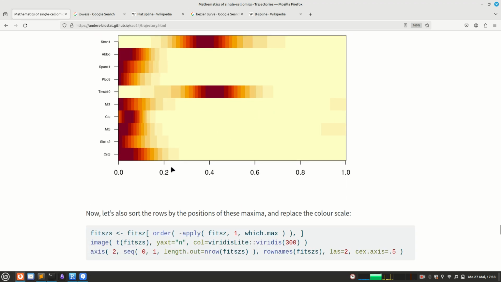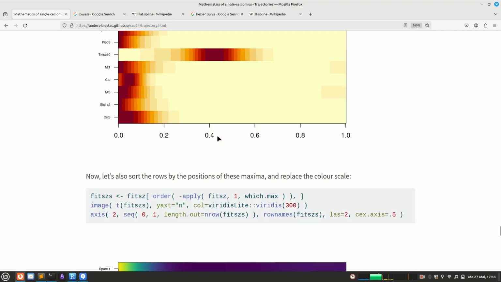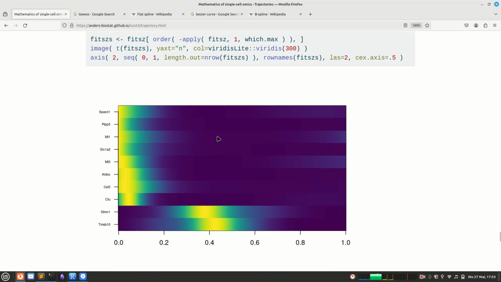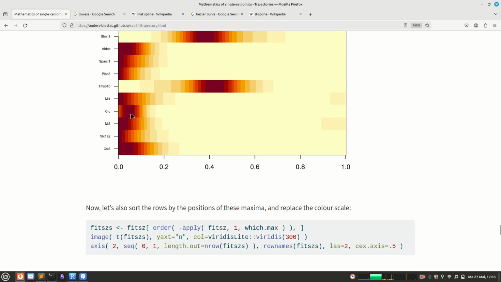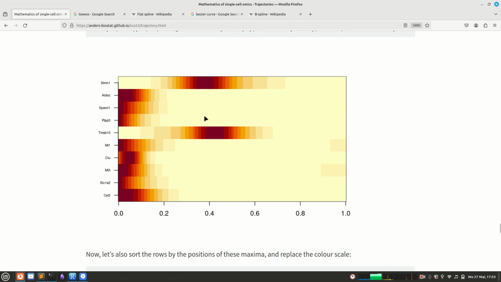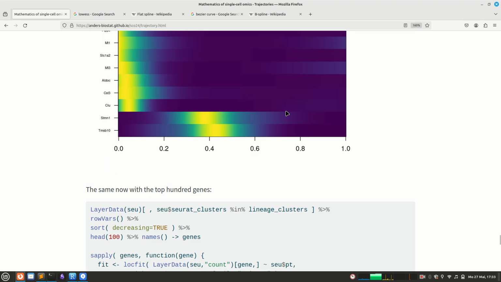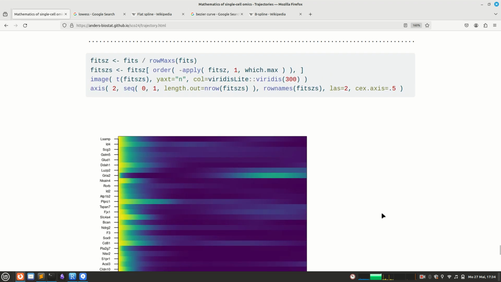Then I thought another thing to make this look nicer is you find out where the maximum are and sort by them. So here I've now taken these curves, these points, and sorted them by the position of it. So I just reordered the rows, and because I was at it, I also changed the color scale, don't know which of the two is nicer. And then I decided to do it not with 10 genes, but with the top 100 genes, and got this plot here.